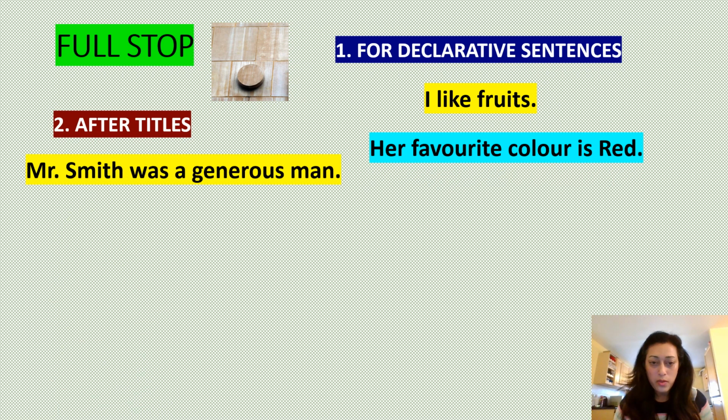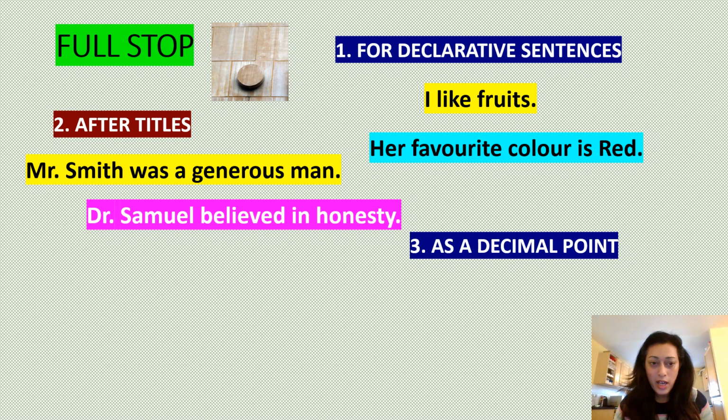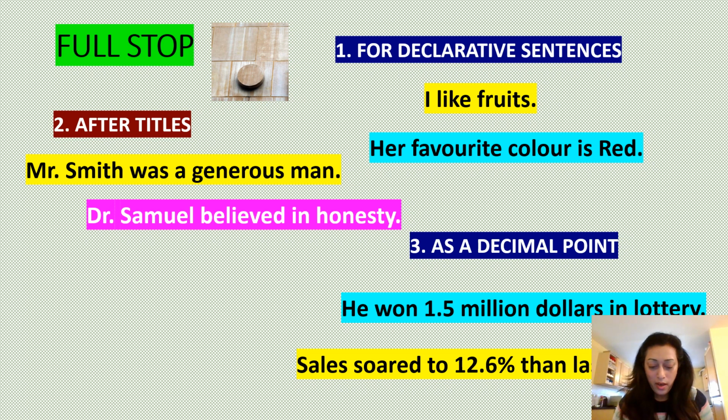Now, the first one is we generally use a full stop with declarative sentences like, I like fruits. Her favorite color is red. Second, it is used for titles, in fact, so Mr. Smith. So I'm going to use a dot after Mr. Mr. was a generous man. Dr. Samuels believed in honesty. Then I'll use it with decimal points. He won $1.5 million in the lottery, or sales soared to 12.6% more than before.